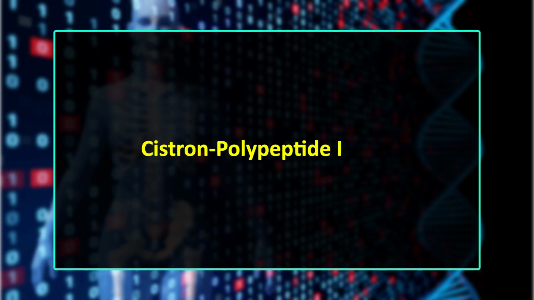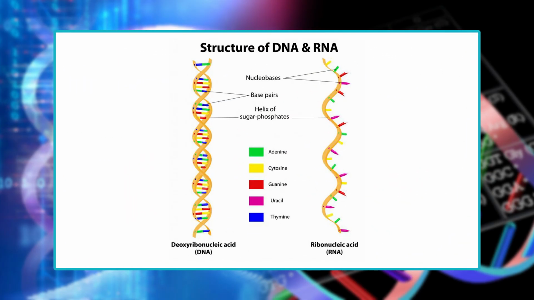Dear students, let's discuss the cistron polypeptide parity. A portion of DNA called a cistron, that is a gene, specifies the formation of a particular polypeptide. It means that the genetic system should have as many cistrons or genes as the types of polypeptides found in the organism.